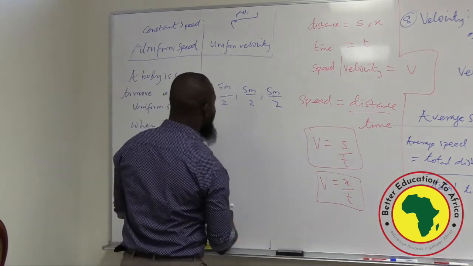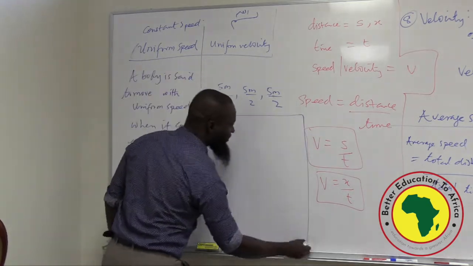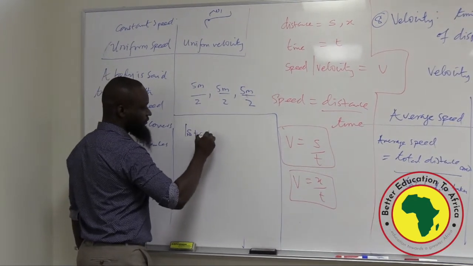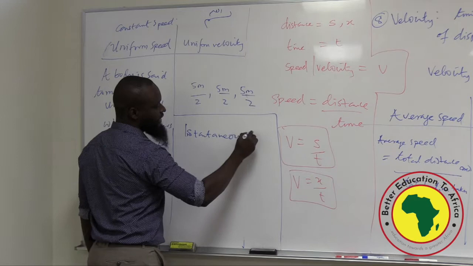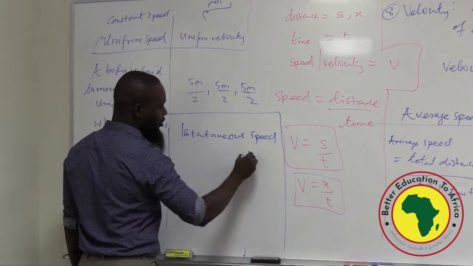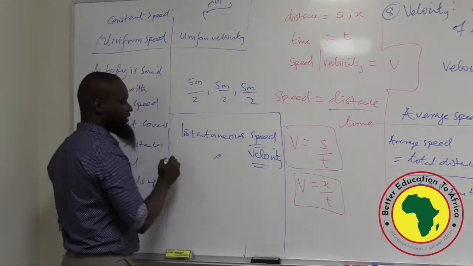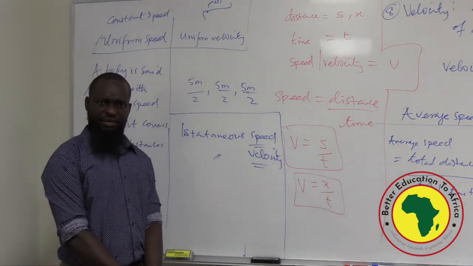I will briefly explain instantaneous speed and instantaneous velocity. So when we say instantaneous speed, or instantaneous velocity, it means the speed at a particular time, one time.